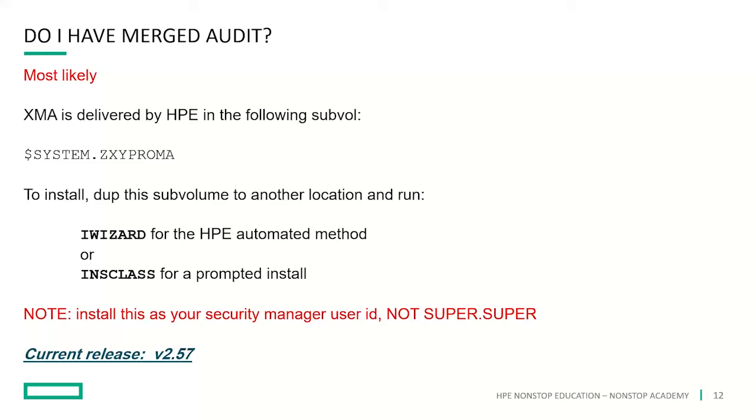How do I find out if I have XYGATE Merged Audit? Look for a subvolume called XYPRO. It's usually on $SYSTEM. It may be on $DSMSCM, depending on where you put your DSVs. Excuse me, but it's probably there.